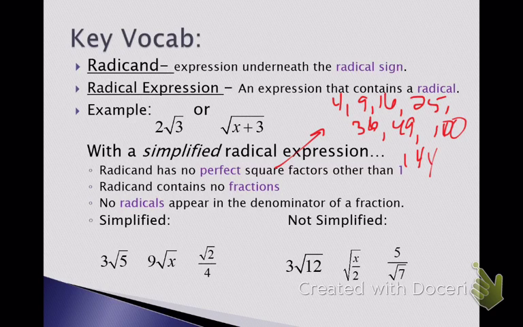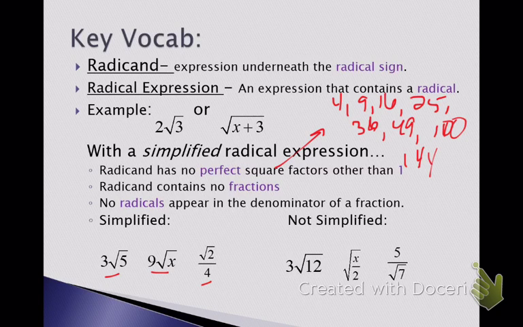Okay, so for example, 3 square root of 5 is simplified because 5 does not have any perfect square factors. 9 square root of x is simplified. There's no fraction inside the radical. And the square root of 2 over 4, well, that is a fraction. There's not a radical in the denominator.